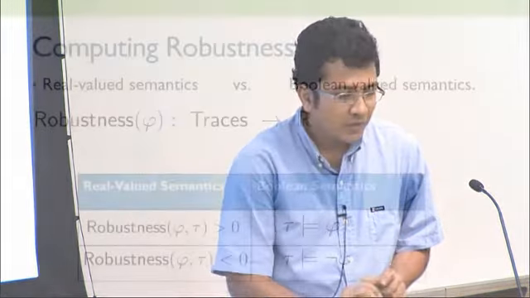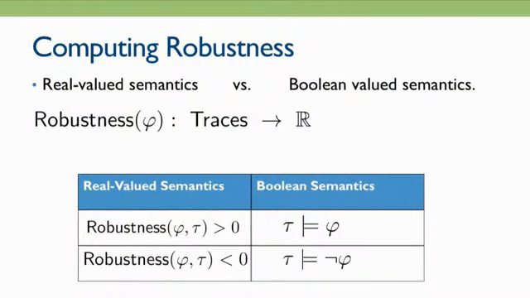If the property is true, we will make it a positive number. If the property is false, we'll make it a negative number. So this is basically the formal definition of robustness. And the nice thing that we can now show is the following. We can define robustness as a function that takes traces to real numbers, and we connect it up with the Boolean valued semantics like this.